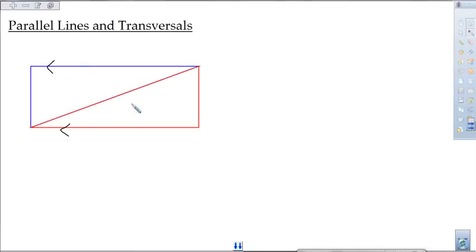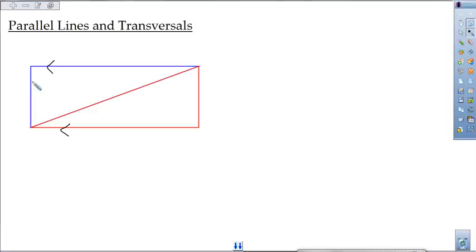We have alternate interior angles. We have alternate exterior angles. We know corresponding angles. And let's see, what's the other one? Same side interior, same side exterior. Okay, well, we're going to work with congruence. So we're going to stick right now with alternate interior, exterior, or corresponding. Let's see which ones would be helpful here.